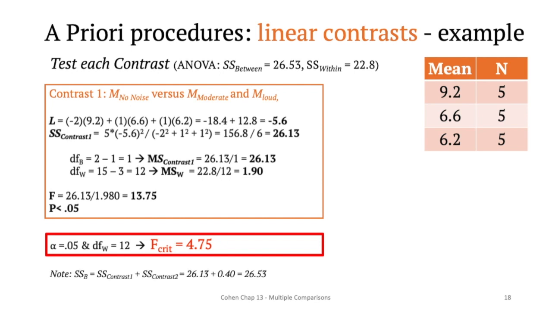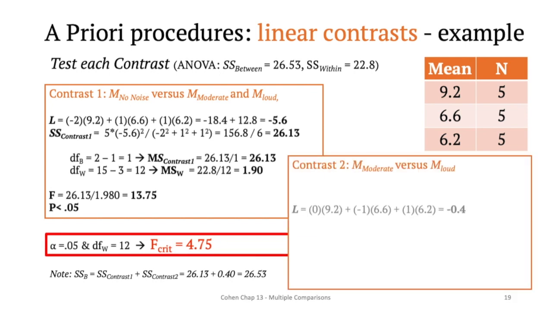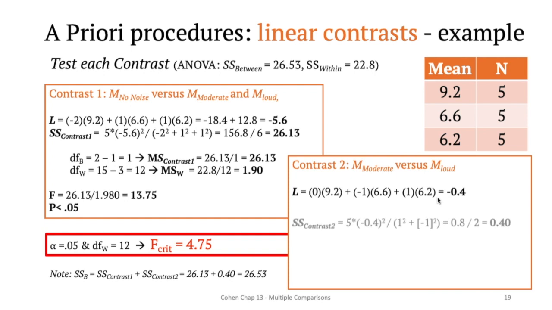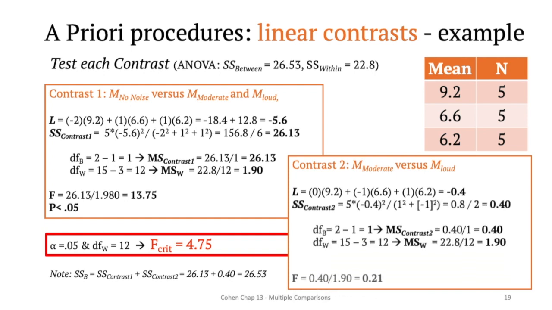Now note that our total sums of squares between is equal to the contrasts that we could do here. Our first contrast was this one. But what's remaining is we have not looked at the difference between moderate and loud. So we could do that one. We have a 0 here because we don't want to compare that one, and we have -1 and 1 to compare those two. We can go through all the same math and get to a pretty small F statistic and a p-value that's greater than 0.05. So the mean of no noise is different than these two, but these two are not different from each other.